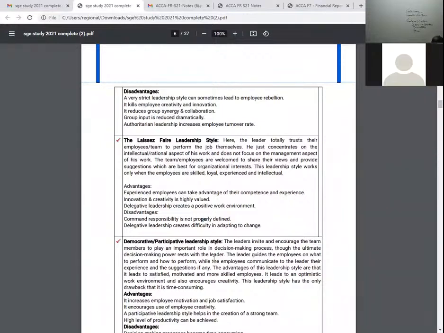This leadership style has only one major drawback: it is time consuming, because maybe you want to hear what this person says, you want to hear what this other person says. So we have the advantages.